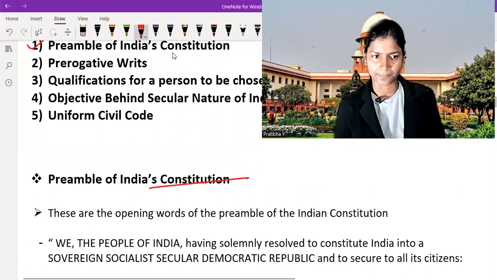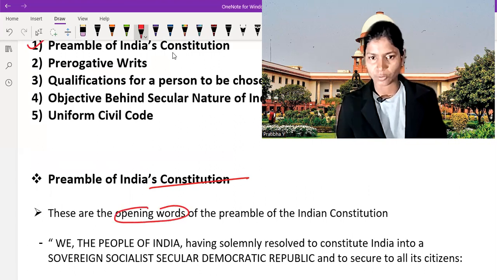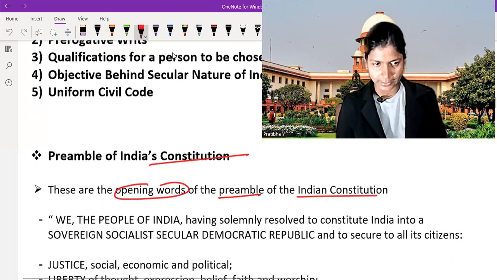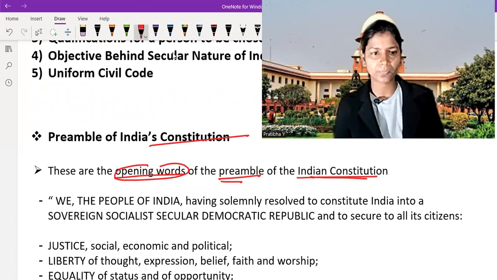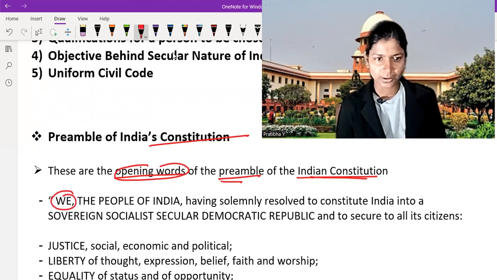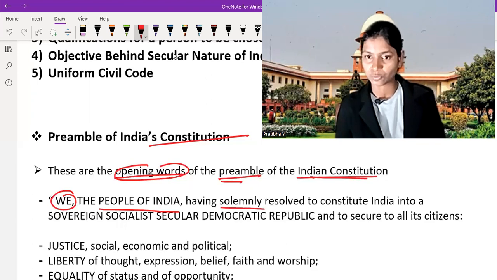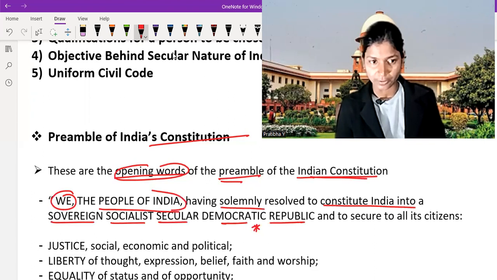Preamble of the Indian Constitution. These are the opening words of the Preamble of the Indian Constitution. Here below, we write some opening words of the Preamble. We, the people of India, having solemnly resolved to constitute India into a sovereign, socialist, secular, democratic, and republic. Remember, 5 keywords. First one is we, the people of India.